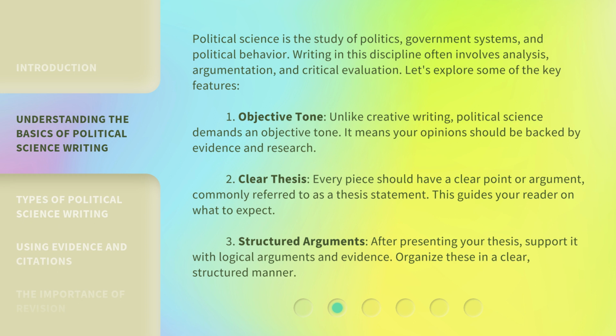1. Objective tone. Unlike creative writing, political science demands an objective tone. It means your opinions should be backed by evidence and research. 2. Clear thesis. Every piece should have a clear point or argument, commonly referred to as a thesis statement. This guides your reader on what to expect. 3. Structured arguments. After presenting your thesis, support it with logical arguments and evidence. Organize these in a clear, structured manner.